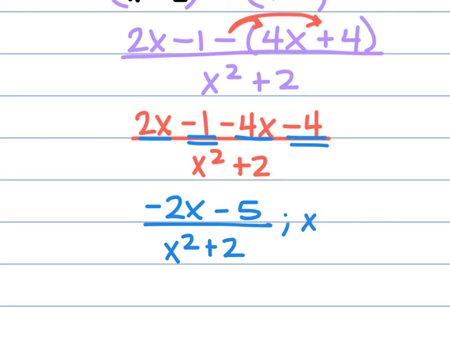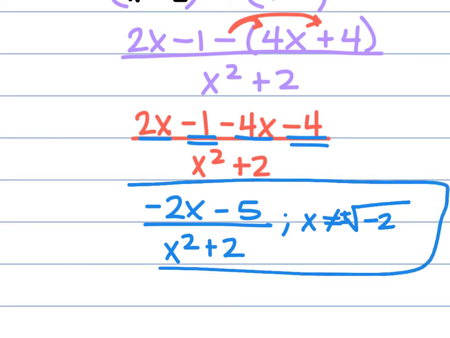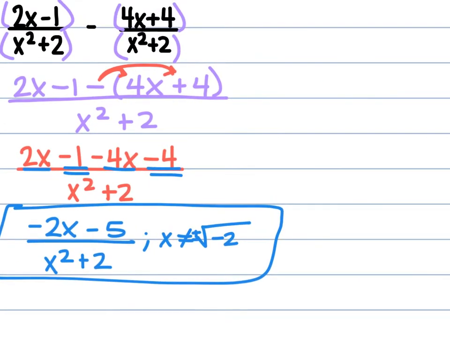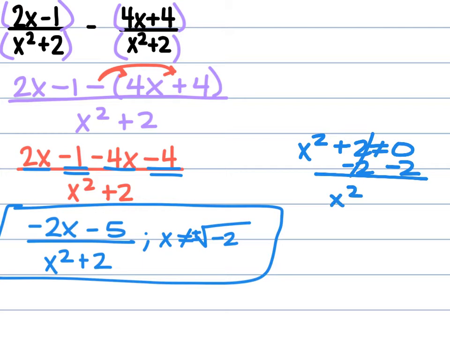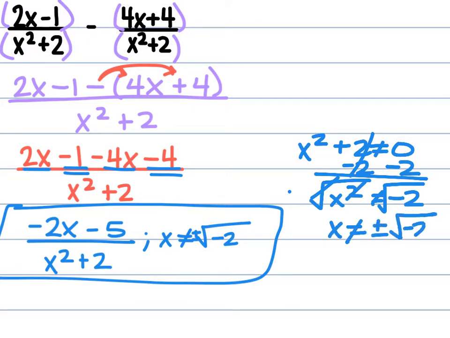And then x cannot equal plus or minus the square root of negative 2. How did I get that? If I take that x squared plus 2, set it not equal to 0, I'm going to move the 2 over by subtracting it. Then I have x squared is not equal to negative 2. Take the square root. Whenever you take the square root and it's equal to or not equal to a variable, you have to give the plus or minus of that. So x is not equal to plus or minus the square root of negative 2.